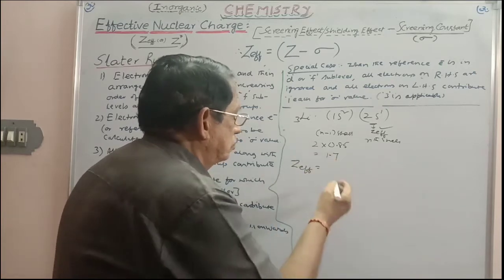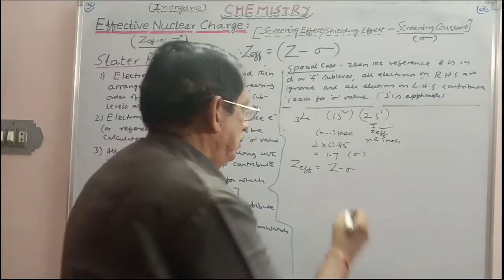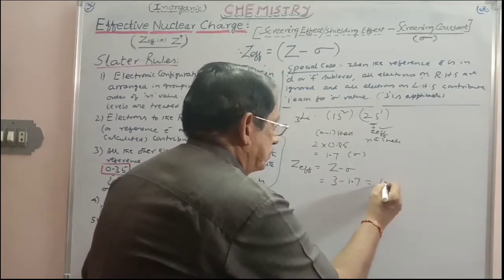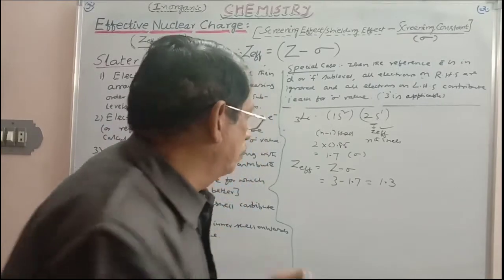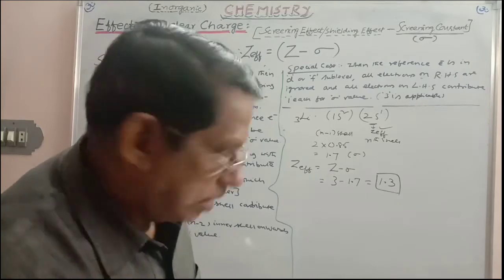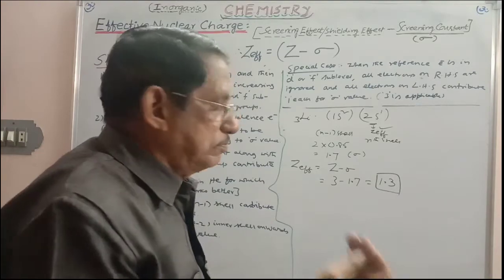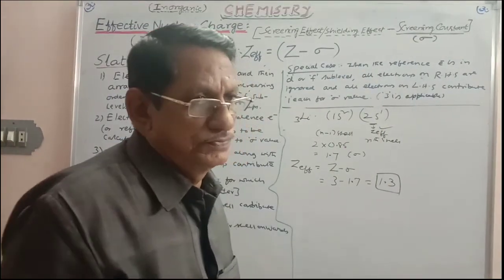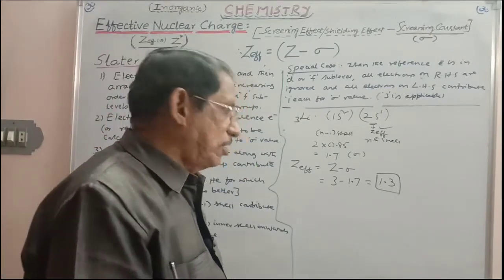So what is the Z effective? Z effective is equal to Z minus sigma. This is the value of sigma. What is Z here? 3. What is sigma? 1.7. So Z effective is 1.3 only. For lithium, all the 3 positive charges will not be acting on the 2s1 electron; only 1.3 charge will be acting, which is effective on 2s1, and the remaining is not effective. That is why you are not getting the expected value for the ionization potential or ionization energy.